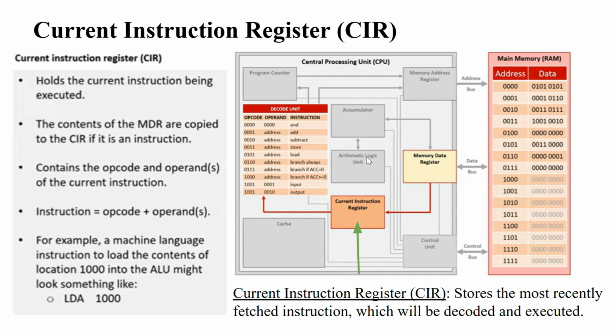The current instruction register. It stores mostly fetched instructions which will be decoded and executed. It is basically where current instructions are held in a holding place while they wait to have the next thing happen to them. The instructions also contain opcode and operands, which we'll go over later, and they came from the memory data register usually.